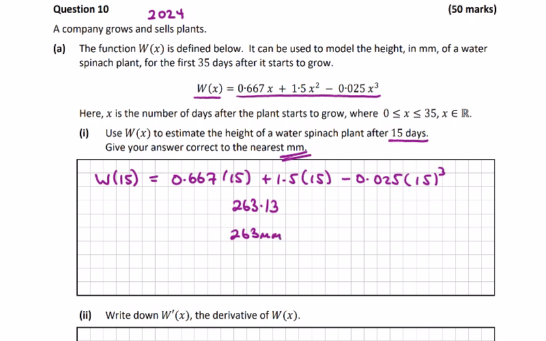millimeters. Part 2, you're asked to find the derivative. Do it up above here. W prime x is equal to, well, this is x to the power 1, so we're just going to have 0.667 plus 2 times 1.5, 3x, and then minus 25 times 3 will become 75, 0.075 x squared for the derivative.